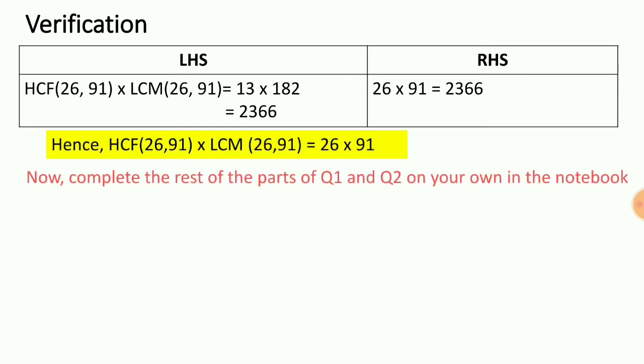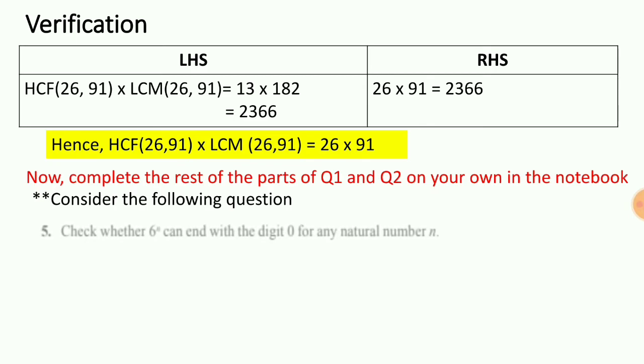The rest of the parts of question number 1 and 2 can be done in your notebook. Consider the following question. Check whether 6 raised to the power of n can end with the digit 0 for any natural number n.